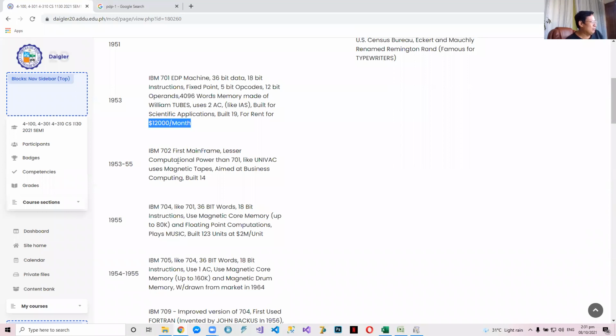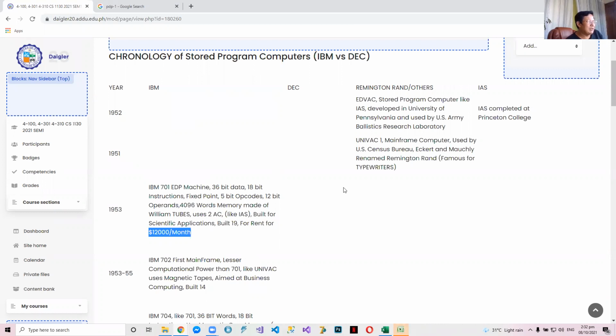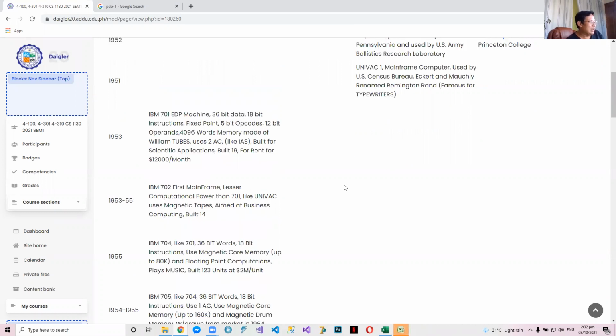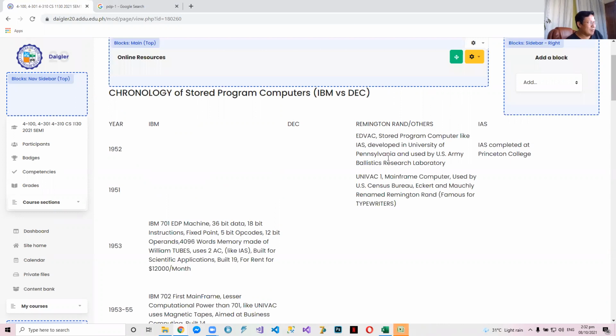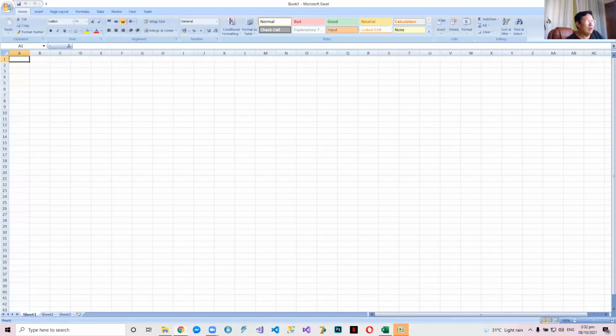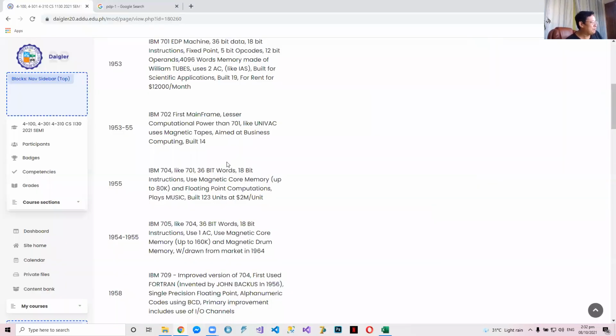IBM 702 by 1955, no? They made this to compete with UNIVAC because UNIVAC has tapes, no? It can access tapes, no? UNIVAC was by Remington Rand, which bought Eckert and Mauchly in 1951, no? It later became Sperry Rand because it merged with a company named Sperry. So Remington Rand became Sperry Rand when it sold computers. Okay. Anyway, you do the math, no, on the 4096.